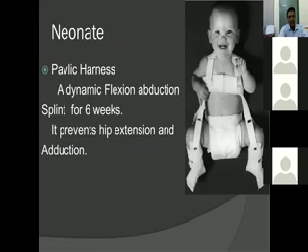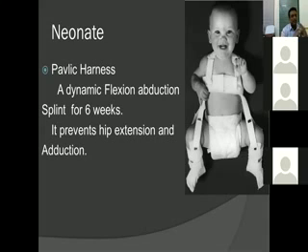In the neonate, you reduce and give them splints. There is the Pavlik harness. It is a dynamic flexion abduction splint, used for 6 weeks. It prevents hip extension and adduction. It consists of a chest strap, 2 shoulder straps, and 2 limb straps. You can adjust these straps to position the hip joint into the acetabulum. So this will flex the hip and abduct.